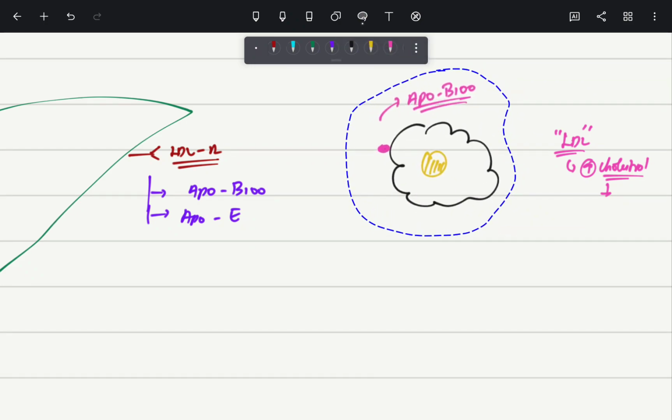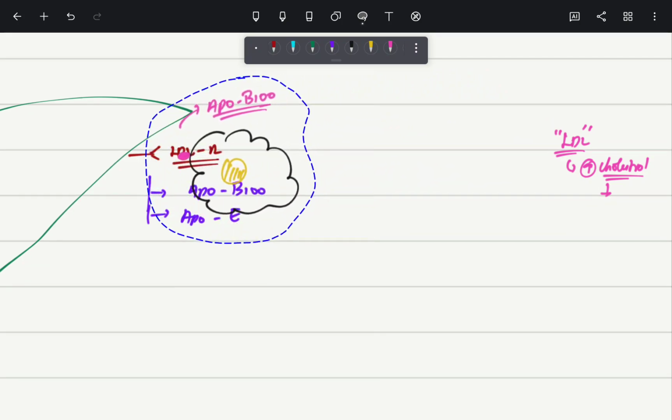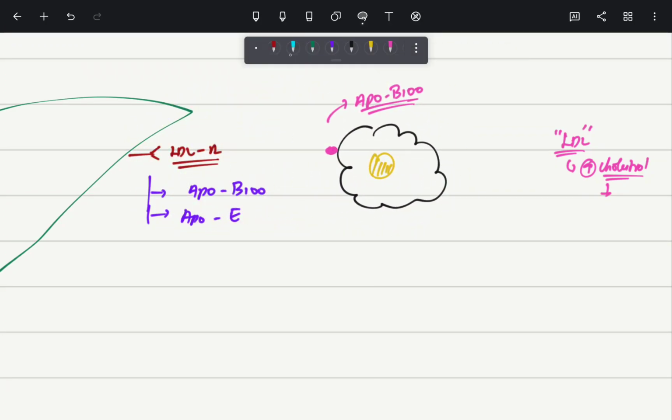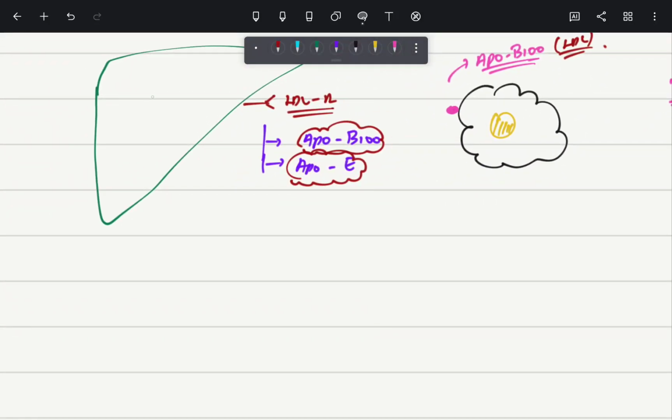So eventually this low density lipoprotein will go and interact with the LDL receptor. As I already told you, the LDL receptor can recognize ApoB100, and what is the other apoprotein it can recognize? It is your apoprotein E. So low density lipoprotein already has apoprotein B100, so it will go and interact with the LDL receptor, and in the liver it will get destroyed.